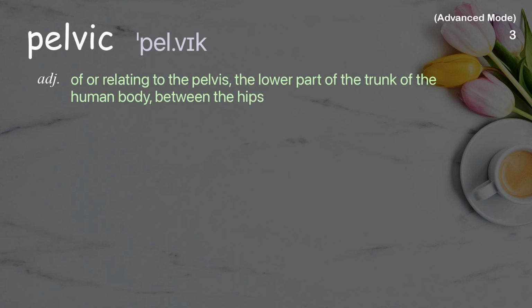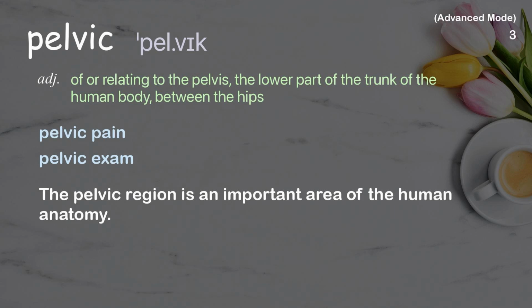Pelvic. Of or relating to the pelvis, the lower part of the trunk of the human body, between the hips. Examples: Pelvic pain. Pelvic exam. The pelvic region is an important area of the human anatomy.